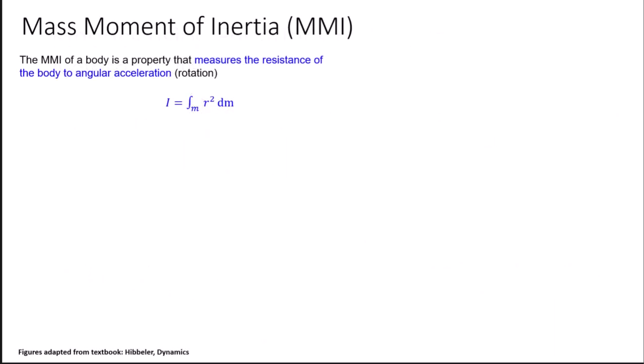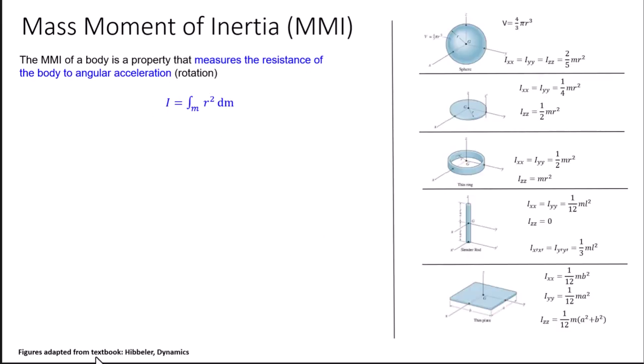In this slide, we talk about the mass moment of inertia, which is the property that measures the resistance of the body to angular acceleration. And this is the definition. This figure, adapted from Hibbeler's Dynamics, shows the mass moment of inertia of a sphere, which, since it's symmetric in the three axes, has the same mass moment of inertia about each, 2/5 m r squared. For a thin disk, the mass moment of inertia with respect to the axis perpendicular to the plane is 1/2 m r squared.